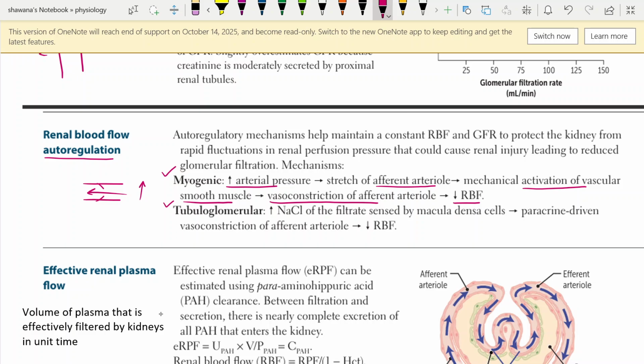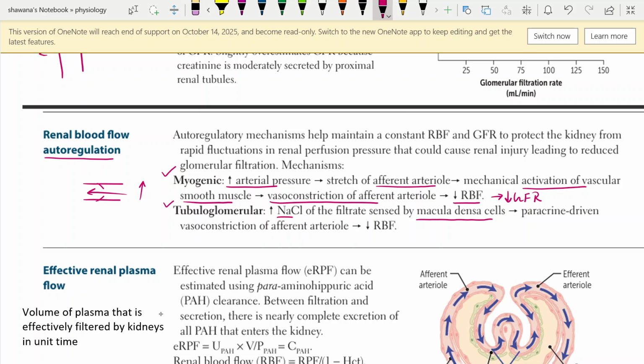According to the tubulo-glomerular feedback, there is a special type of cells present at the junction of the distal tubule and the ascending limb of the loop of Henle. These are known as the macula densa. And macula densa are nothing but chemical receptors. These are like chemoreceptors. What do they sense? They sense the amount of sodium chloride reaching there.